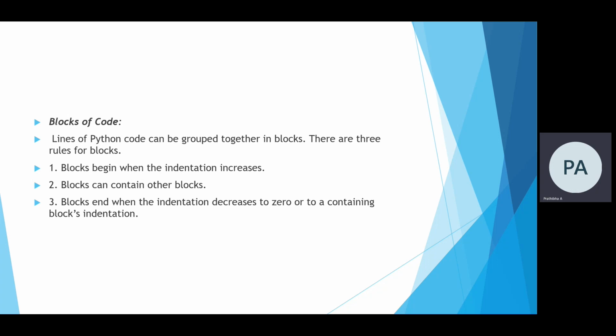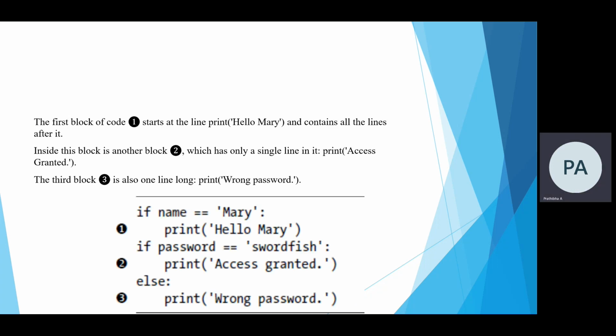Blocks end when the indentation decreases to zero or to a containing block's indentation. Here the first block of code starts at the print line. You can see if name is equal to Mary, so they are checking whether the name variable contains the string Mary. To write the condition we use the if keyword, and after that we write a colon. Then they write print hello Mary.